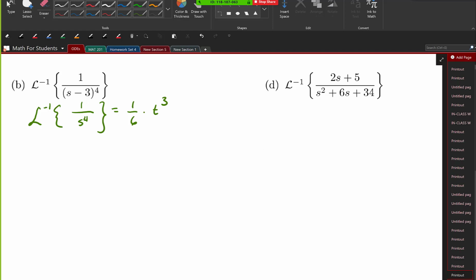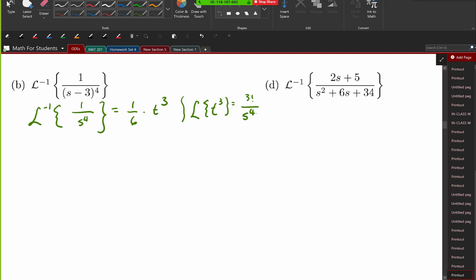Right? Because what's the Laplace transform of t cubed? Oh, that's ugly. The Laplace transform of t cubed would be 3 factorial over s to the 4th. And so we're missing that 3 factorial, so that's why we divide it by 1/6.